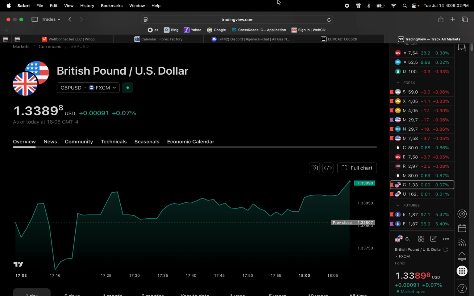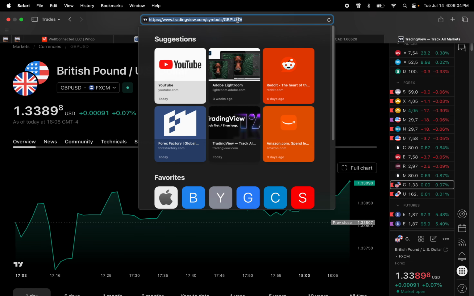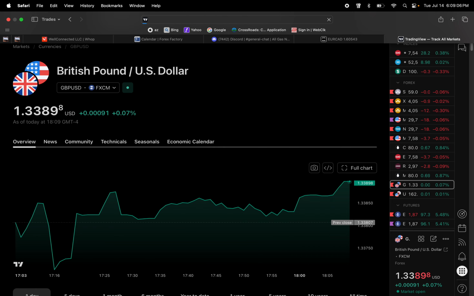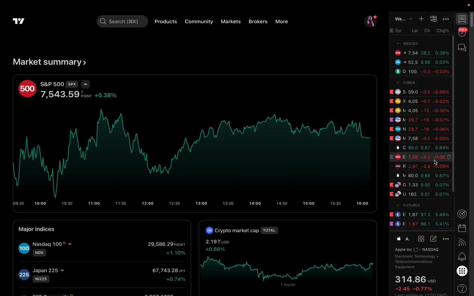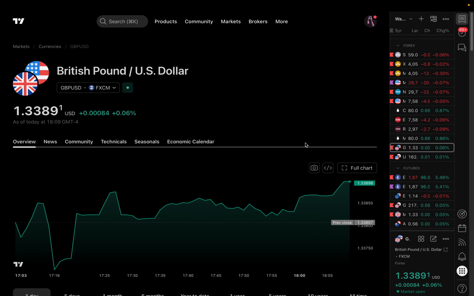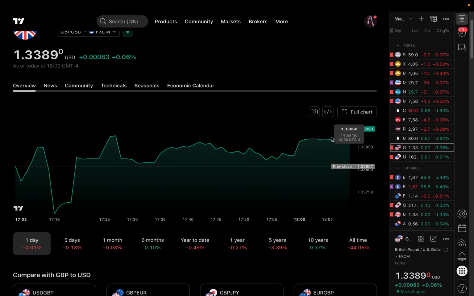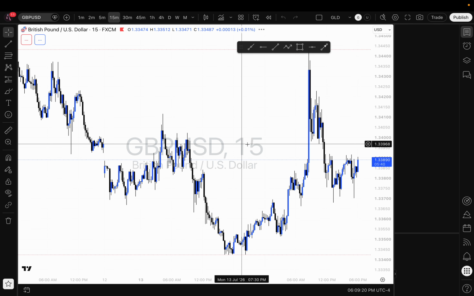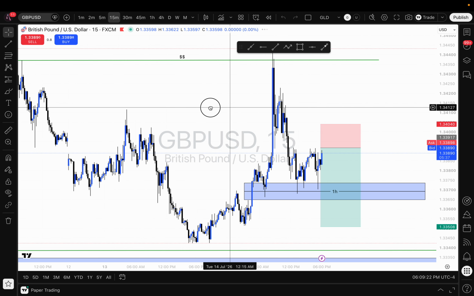When you open TradingView, let's type it in again. TradingView is if you need to look at the charts. Hit a pair. I'm going to mark up GBP/USD just because the price action is good. Full chart, full size screen. That's how you put up the chart.